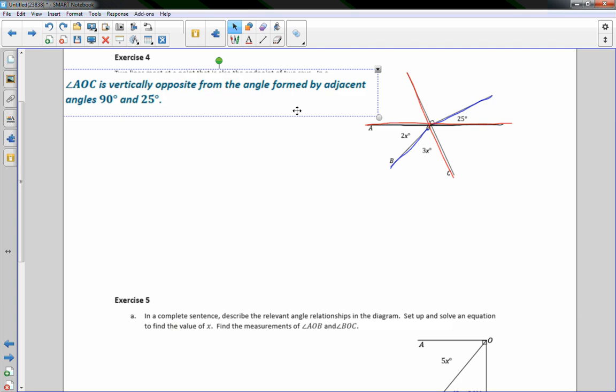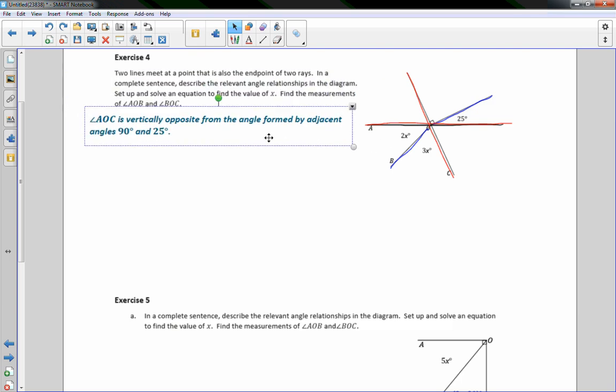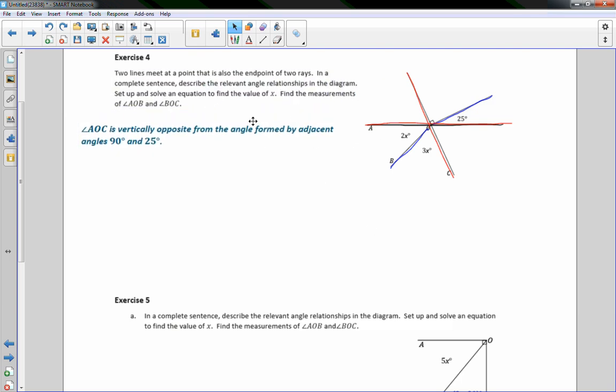Set up and solve. So here is my sentence. So just minimize that and move it out of the way. There we go. Okay, so angle AOC. And where is that? Angle AOC. I'll mark that with an arc. Is vertically opposite from the angle formed by adjacent angle 90 and 25. So there we have it. Those are vertical angles because they're formed by those two red lines. Okay, vertical angles right here and right here. And we know they're congruent.